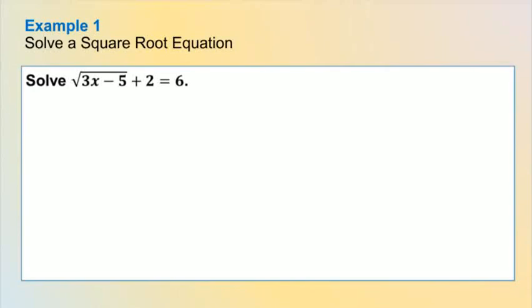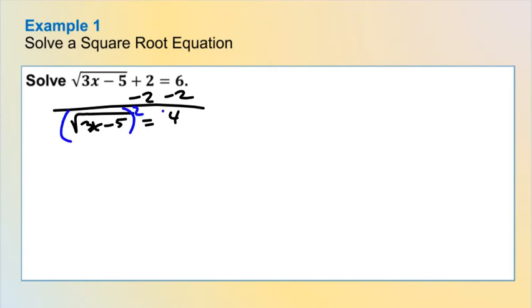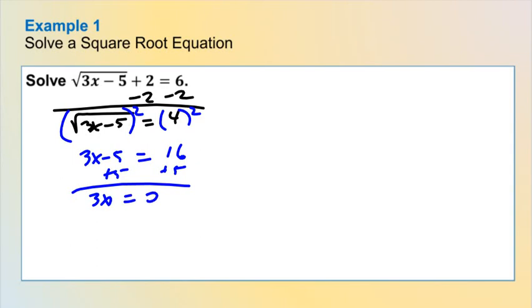So the first example, to get the radical by itself, I'm going to subtract 2. Now I have the square root of 3x minus 5 equals 4. Now the index is 2, so to undo a square root, I have to square both sides. So this will give me 3x minus 5 equals 16. Now I solve for x by adding 5 to both sides, and I get 3x equals 21. Divide by 3, x would equal 7.